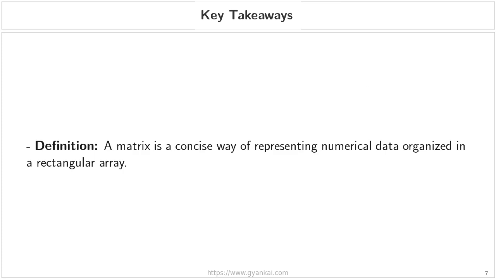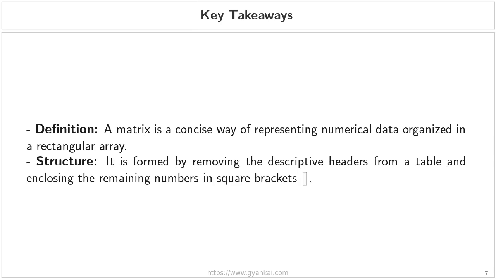Key takeaways. First, let's look at the definition. A matrix is essentially a concise way of representing numerical data that is organized in a rectangular array. In terms of its structure, as we saw in our example with the student's stationery, a matrix is formed by removing the descriptive headers from a table and enclosing the remaining numerical values within square brackets.